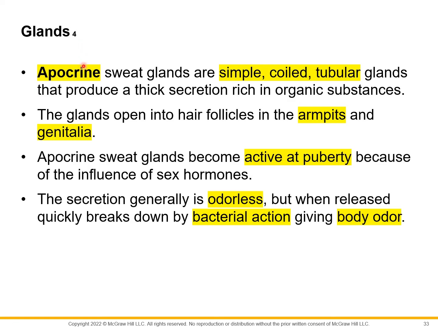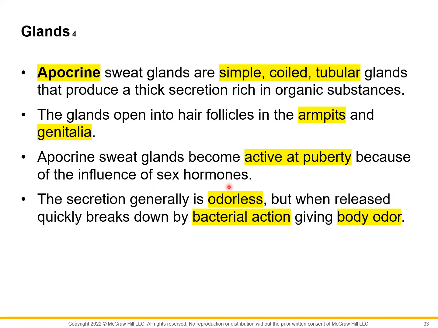Next are apocrine sweat glands. So these ones are usually found at the armpits and genitalia. All right, so kung kanina, yung eccrine sweat glands, they're usually at the palms and soles. No? Dito naman po ang apocrine nasa armpits and genitalia. So these ones usually start becoming active during puberty. Now, the secretion of apocrine sweat glands are usually odorless.